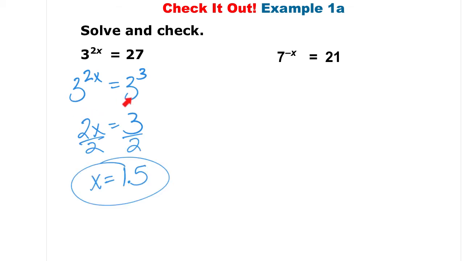When we rewrote this one using the same base of 3, the equation ended up being pretty simple. Then the exponents had to be equal, and I got x to be 1.5.